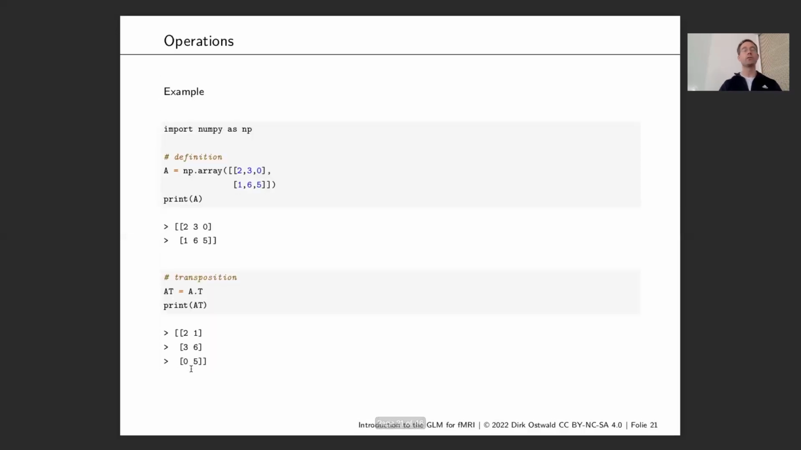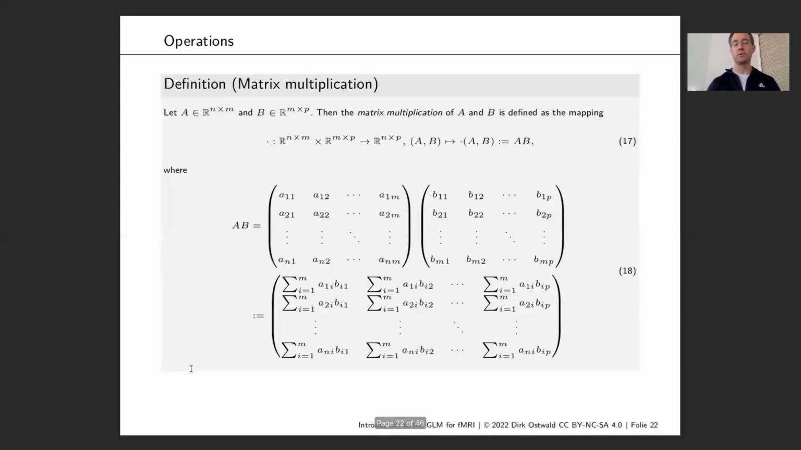Good. So these were the 3 or 4 fairly straightforward operations. Are there any questions about addition, subtraction, scalar multiplication, transposition? We will use them all the time. So they need to be clear. And of course, you can later on ask again, we will need them.